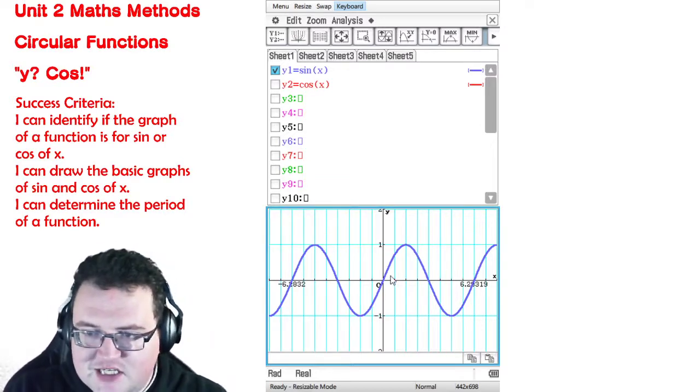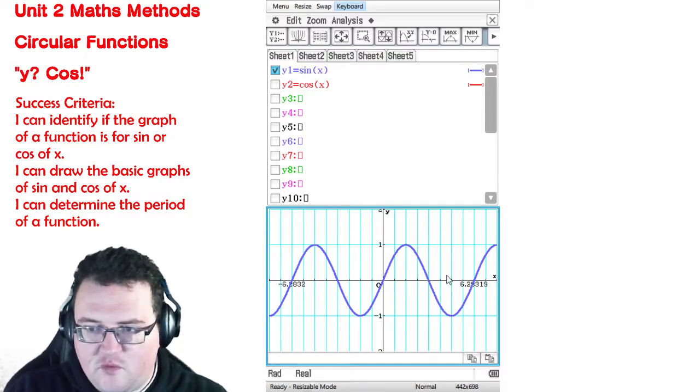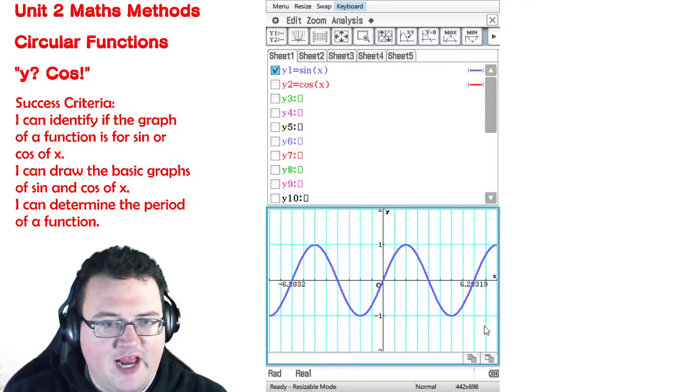If we think about this here, 0 to pi on 2, that's quadrant 1, where they're positive. In quadrant 2, they're still positive, but in quadrants 3 and 4, they are negative.